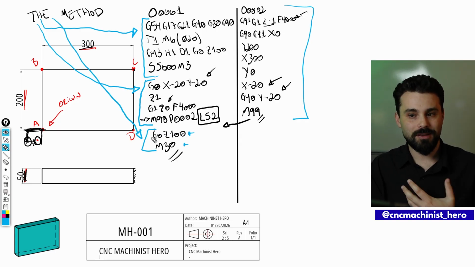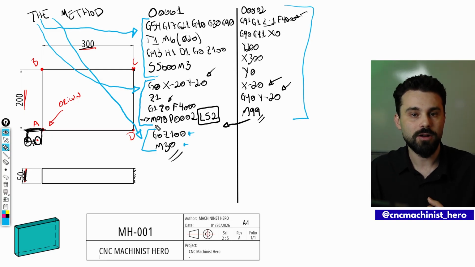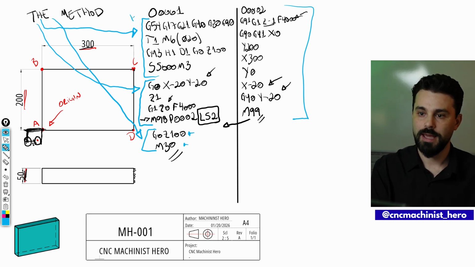This is why we use the method. So every time you're going to create a program from scratch, you're going to remember the method. You need a header, a tool path, and you need to end the program with safety. So it's H, header, T, tool path, and end with safety.